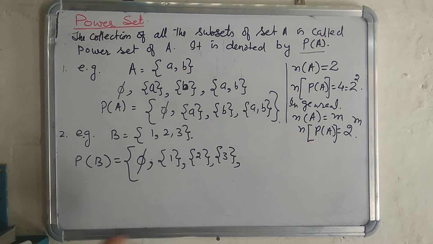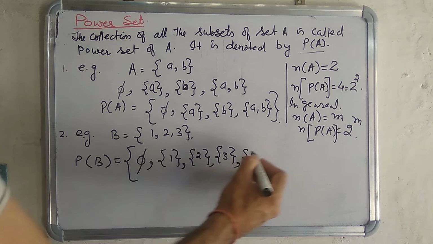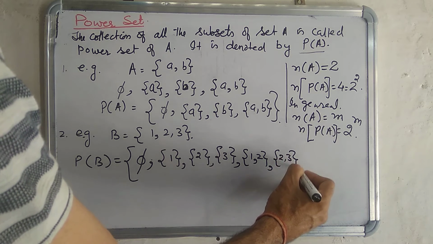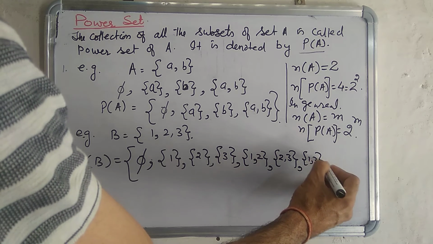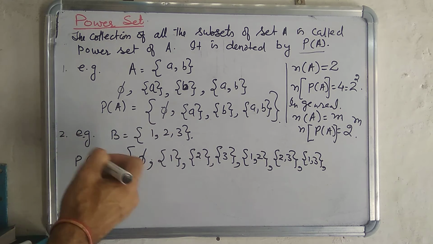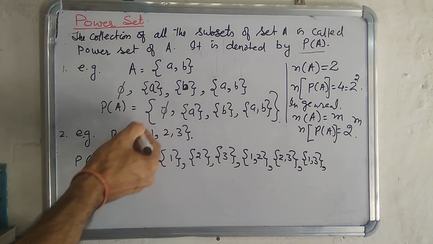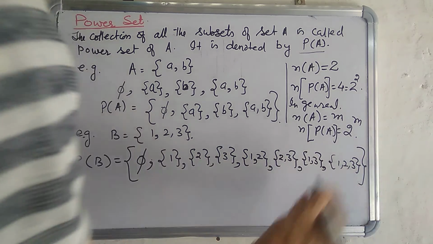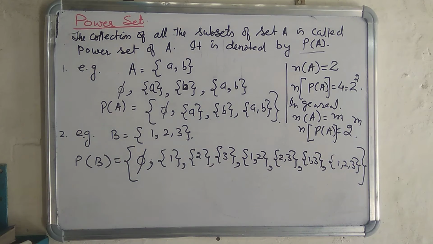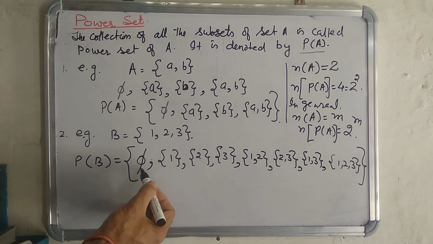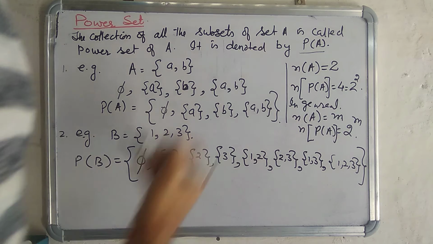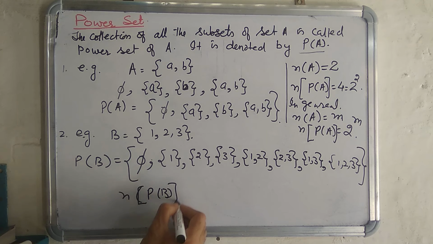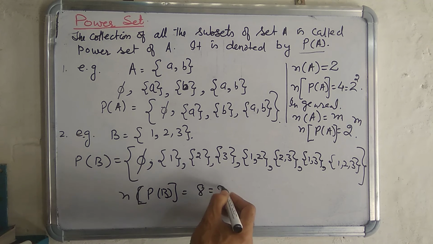See here, and now we take 2 elements, {1, 2}, another subset {2, 3}, another subset {1, 3}, and the set having 3 elements. So a set is also a subset of itself. We will write {1, 2, 3}, and we write all the possible subsets of set B. Now we can count 1, 2, 3, 4, 5, 6, 7, 8. See, the number of elements in power set B is 8, which we can write as 2 raised to power 3.